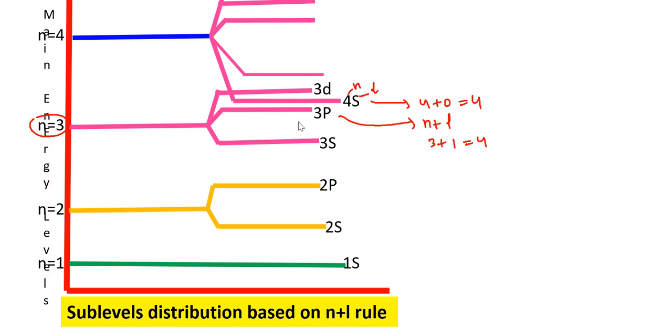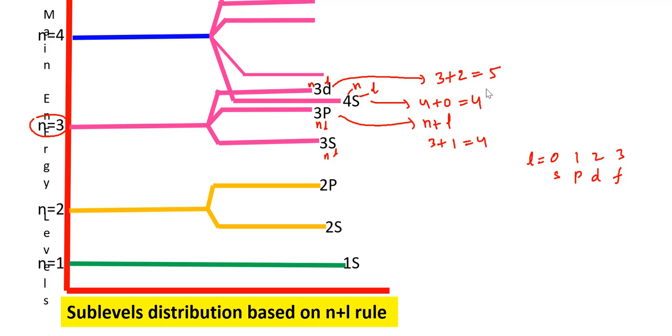For n equal to 3, s is there, p is there, d is there. This is the n and this is the l. The n plus l value is 4. For 3d, n plus l: the l values are 0, 1, 2, 3, where 0 means s, p, d, f, like this. So 3d means what? d means 2, so 3 plus 2, total 5. 5 is more than 4, therefore more energy.